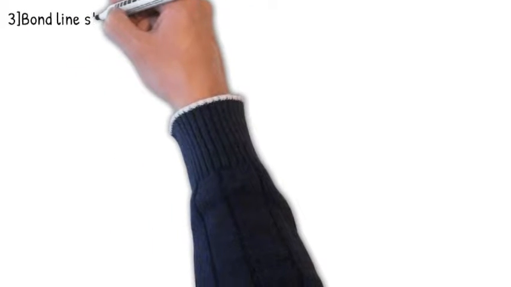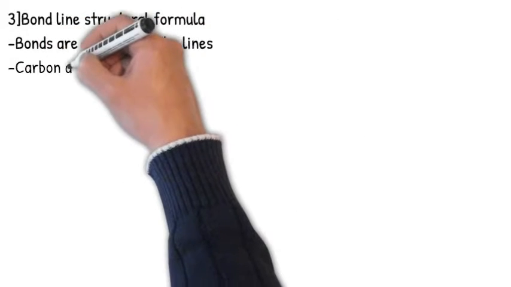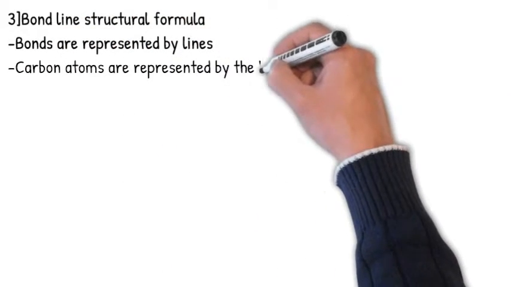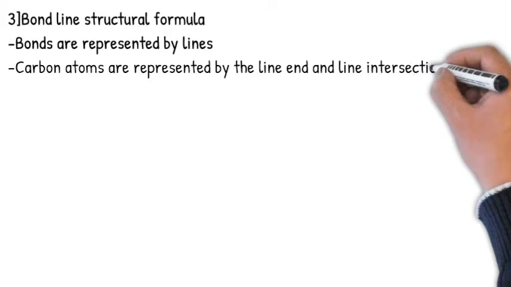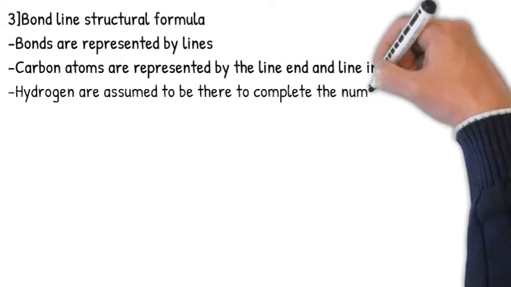Number 3. Bond line structural formula. Bonds are represented by lines. Carbon atoms are represented by the line ends and the line intersections. Hydrogens are assumed to be there to complete the number of bonds.